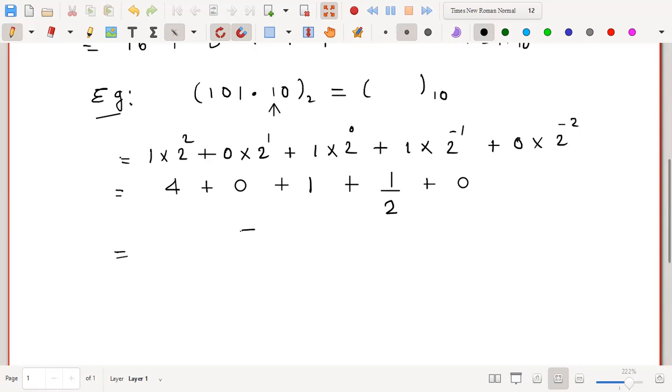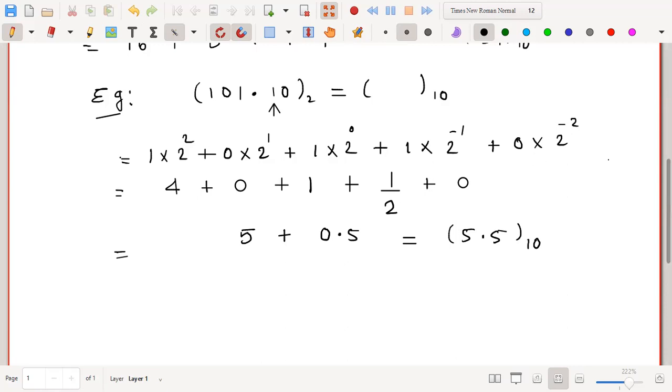You have 5 plus 1 by 2. Now what is this 1 by 2? 1 by 2 is nothing but 0.5. Now if you add these two, what would you get? You would get 5.5. So the decimal equivalent is 5.5 to the base 10. This is how you are going to do the conversion from binary into decimal.